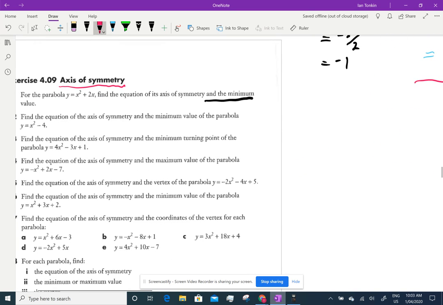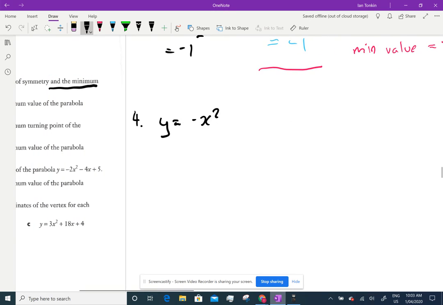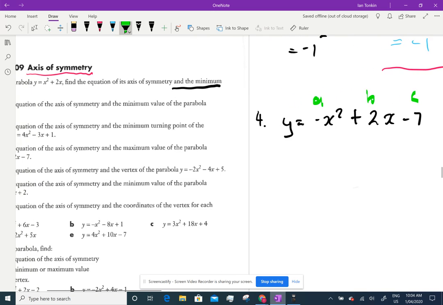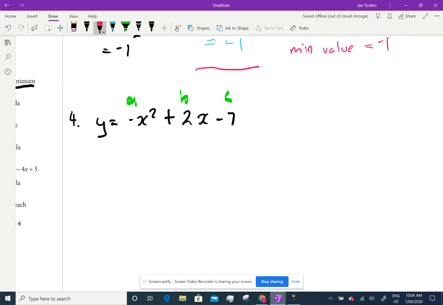Okay. They're pretty similar. I'll jump down to question 4. So if I have a look at question 4, okay, this is y equals -x squared plus 2x minus 7. My a is -1, my b is +2, and my c is -7. It says find the axis of symmetry and the maximum value. Well, how do we know it's a maximum value?